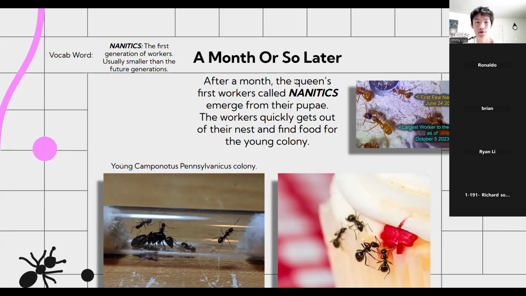Okay, so just to review, ants, right? Nanitics, first workers, they're usually smaller. And as the months go by, when more workers emerge, they actually get way bigger. Like this one over here. Did you guys see how big this ant is compared to this one at the top over here? So that's pretty awesome. We also have this sort of size difference. We have a bigger ant over here and a smaller ant over here. So yeah, these are just nanitics versus normal workers.